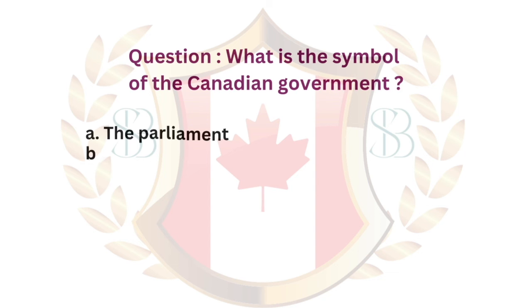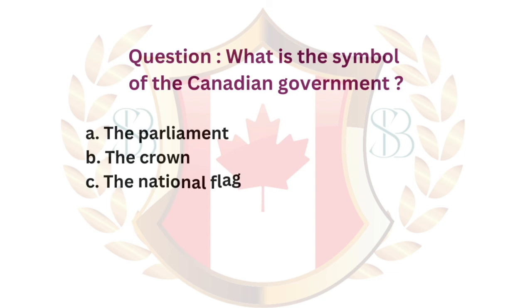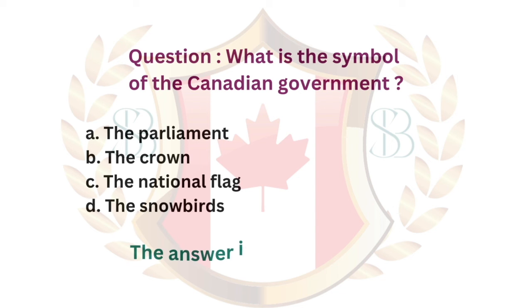Question. What is the symbol of the Canadian government? A. The Parliament. B. The Crown. C. The National Flag. D. The Snowbirds. The answer is B. The Crown.